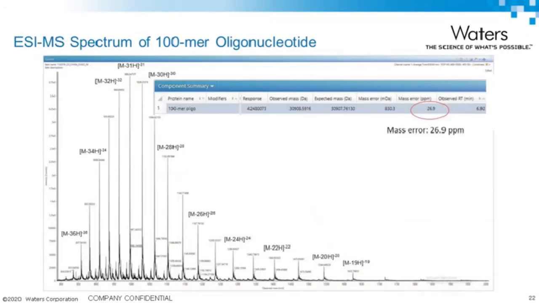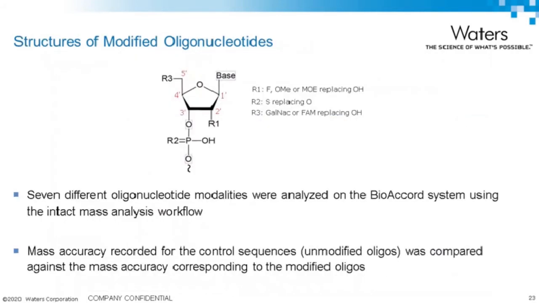And the spectrum of this larger oligo is shown here. Again, it's a variety of charge states from -19 all the way to -36. And upon deconvolution, the result indicated in terms of mass accuracy is close to 27 ppm. In the next section of my presentation, I would like to show some examples with extensively modified oligonucleotides.